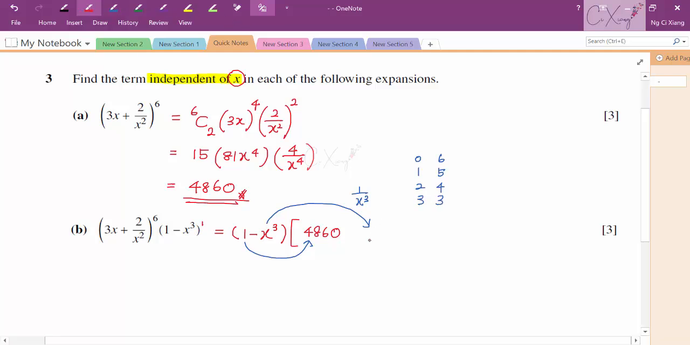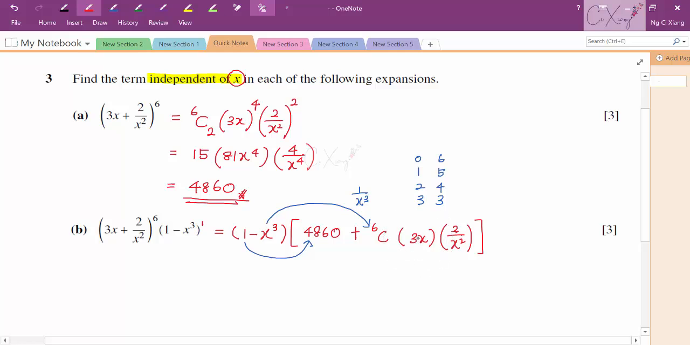Alright, so I want to trial and error now. Again, I'm having 6C something, then 3x to the power something, 2 over x squared to the power something. So what is the power that I should put for the brackets of 3x and 2 over x squared? Again, we want to have 1 over x to the power 3 in this expansion. Therefore, in my opinion, we should know that maybe this power must be slightly larger than what we have here.